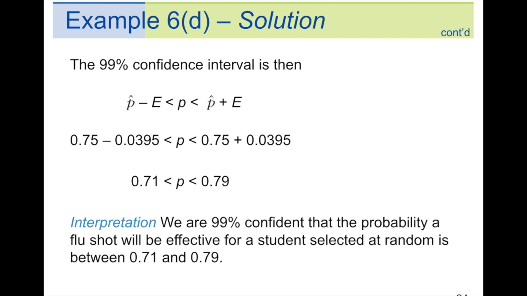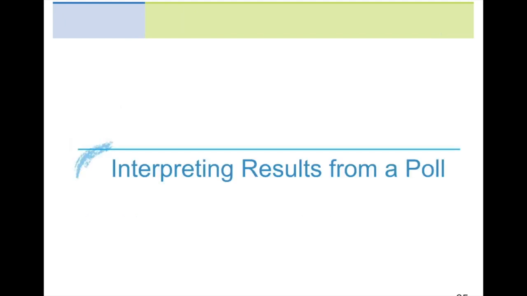So the actual probability is between 71 and 79%. We are 99% confident that the probability a flu shot will be effective for a student selected at random is between 0.71 and 0.79. Interpreting results from a poll.